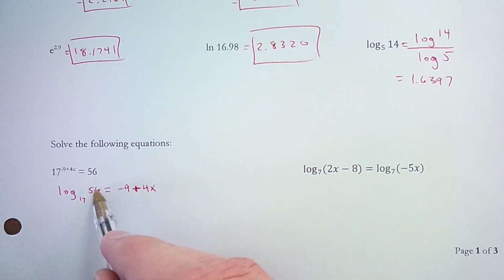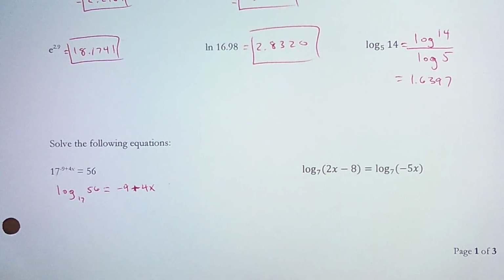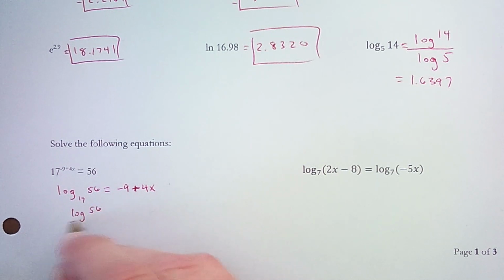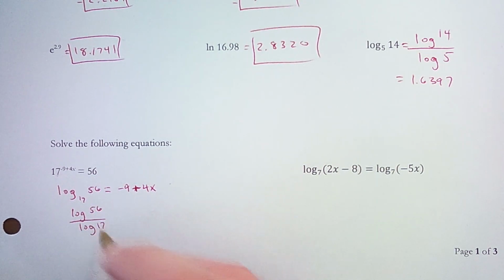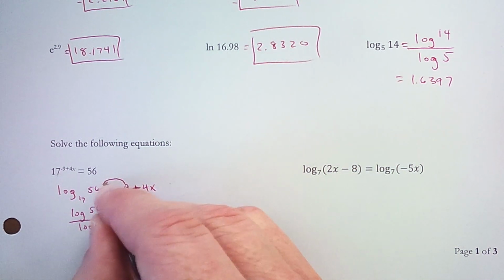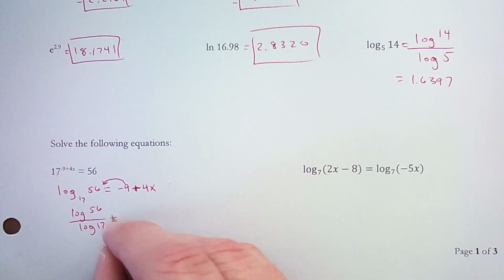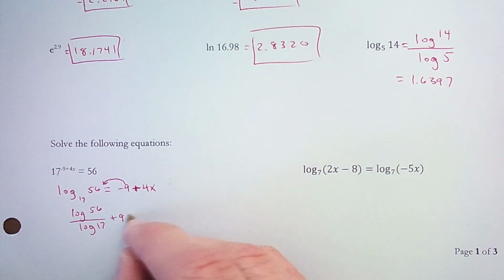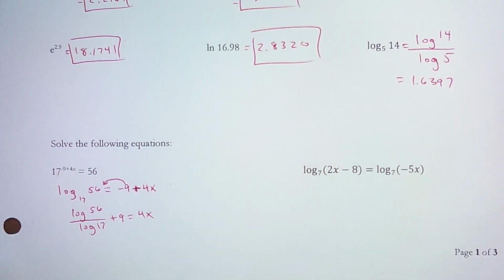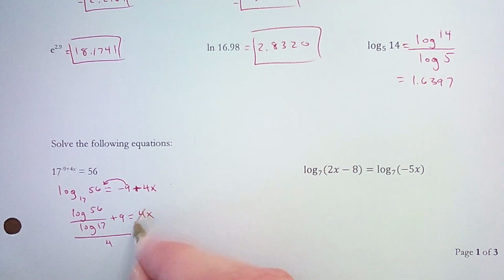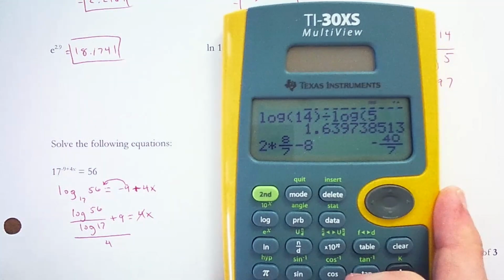Now, in order to evaluate this, I'm going to use the change of base formula, putting it into common log. I've got log of the argument divided by log of the base. Now, in this same step, I'm just going to go ahead and move this negative 9 over here, and it's going to become plus 9 equals 4x. Then to get x by itself, I will have to divide both sides by 4 to cancel that out, and now I can just type all of this in my calculator.